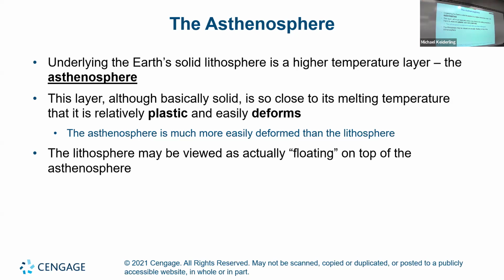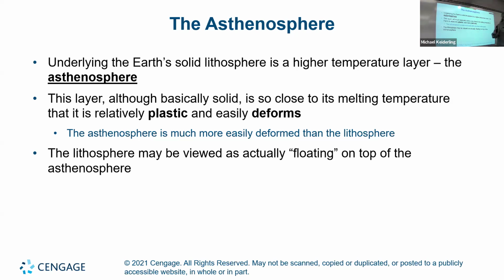You can think of it as soft and gooey. It's relatively plastic, it easily deforms. It's much more easily deformed than the lithosphere on top. And you can think of the lithosphere as basically floating on top of the asthenosphere.